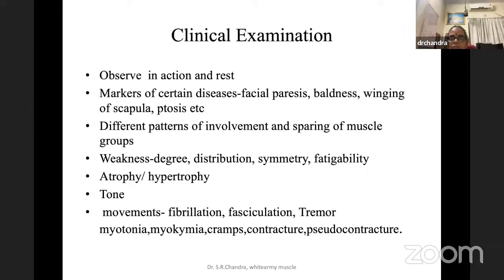Then different patterns of involvement and sparing of certain muscle groups. So when you are examining the patient at rest, you are inspecting, then you are examining and grouping which muscle is involved, which muscle is not involved. Then weakness: degree, distribution, symmetry, fatigability. So how weak is it? What is the distribution? Is there selectivity? Are they symmetrical? Are they fatigable? Is there atrophy? Is there hypertrophy? Is there any hypotonia, myotonia, and movements: fibrillation, fasciculations, tremors, myotonia, myokymia, cramps, contractures, and pseudocontractures.